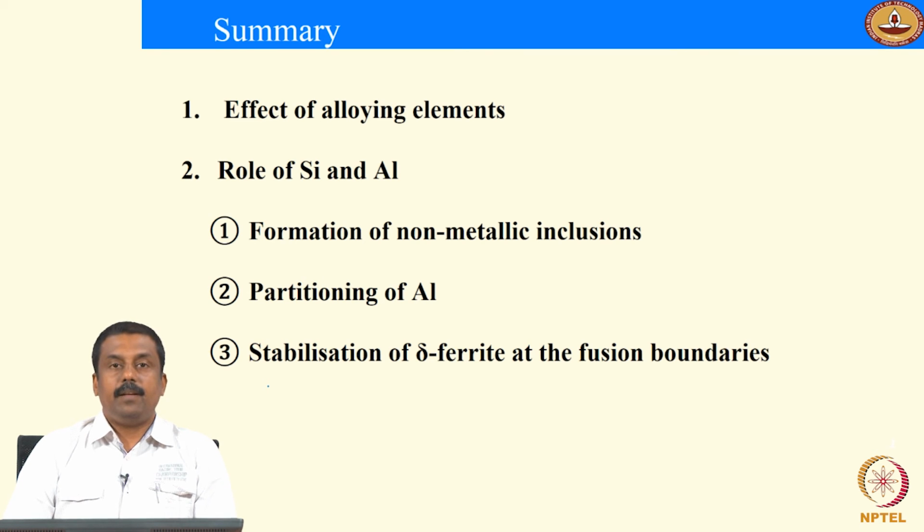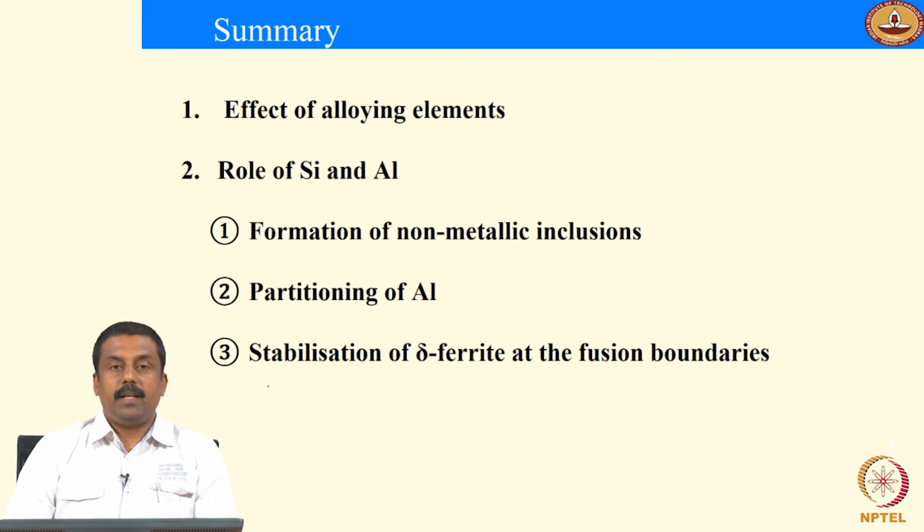The width of these delta ferrite zones in the fusion boundaries is a function of the thermal gradients, as well as the cooling rate prevailing during welding. Generally in gas metal arc welding, GMAW, the delta ferrite layer is larger. In laser beam welding and resistance spot welding, these delta ferrite layers decrease significantly because of a very steep temperature gradient, and there is not much time for aluminum to partition to stabilize delta ferrite. So these are the important roles silicon and aluminum play.